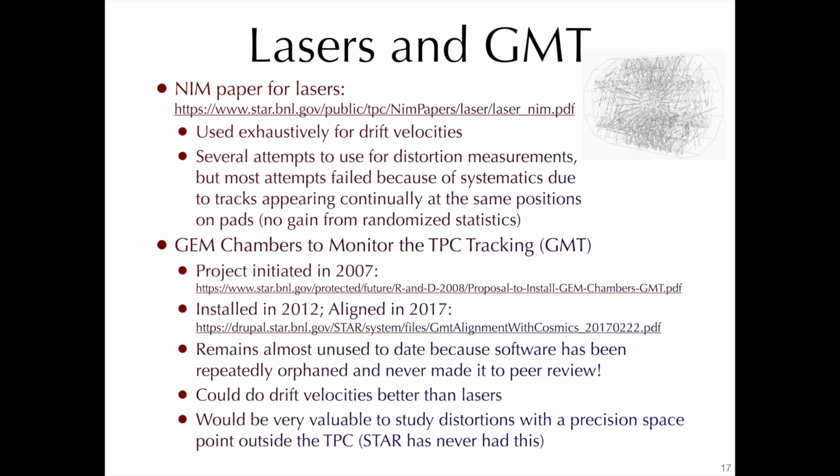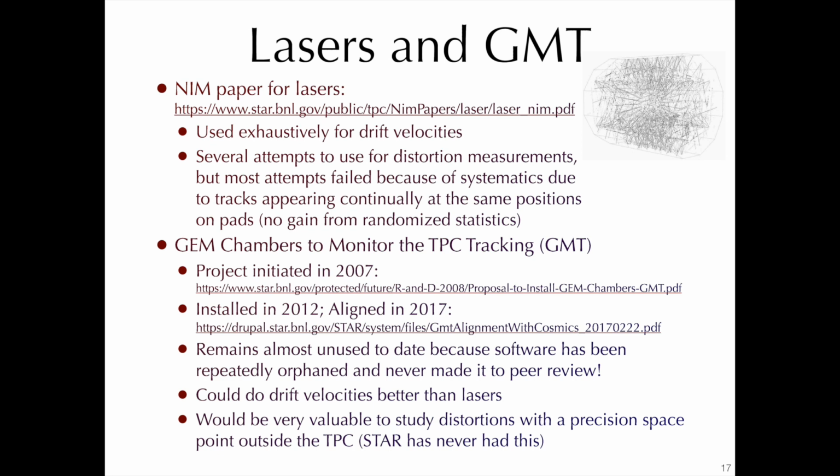With that in mind, back in 2007, we started a different project to use GEM chambers on the outside of the TPC to provide a high precision tracking point that we could then use as a measure of distortion. So for example, if you see that the projection of a track from the TPC to a point in this GEM has a displacement that changes with luminosity, then you can say, okay, we're not taking care of our luminosity-dependent distortions properly, like space charge.